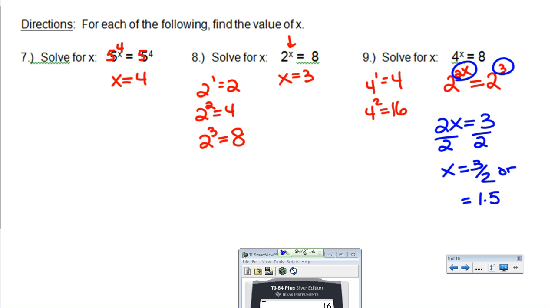So the answer is in fact a number between 1 and 2. 4 to the 1.5 power or 4 to the 3/2 power will make an 8. All right, so that's our lesson for today, is solving exponentials, and we're going to do that by creating the same base.